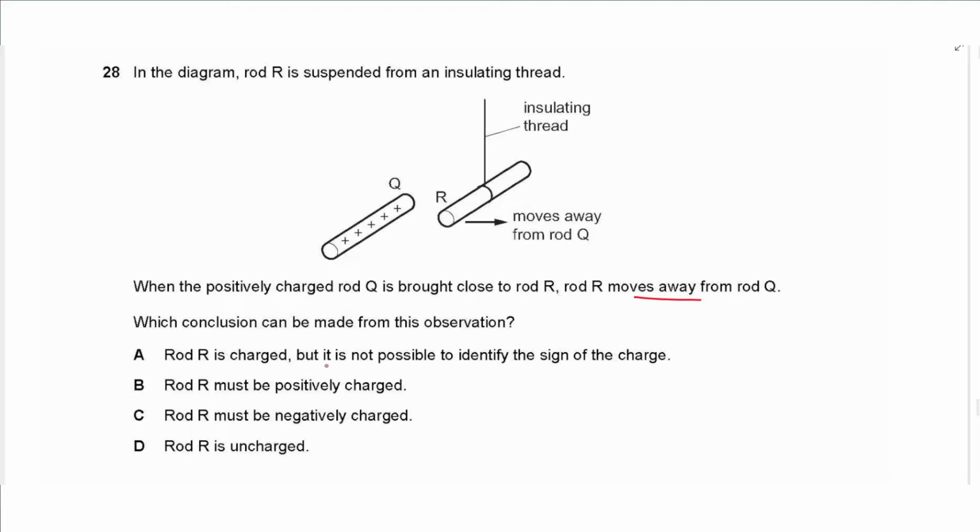Rod R is charged, but it is not possible to identify? No, it is possible because we already know that Q is positive. Rod R must be positively charged. Yes, it must be positively charged. It is not negatively charged, because they would attract. It is not uncharged, because they would also attract even if R is uncharged. They still attract due to induction.